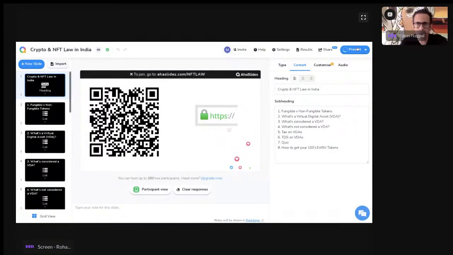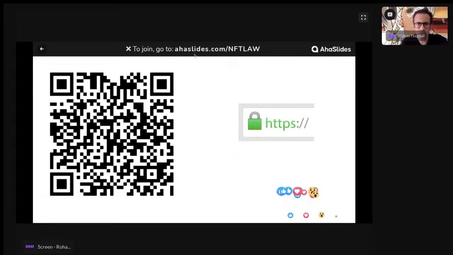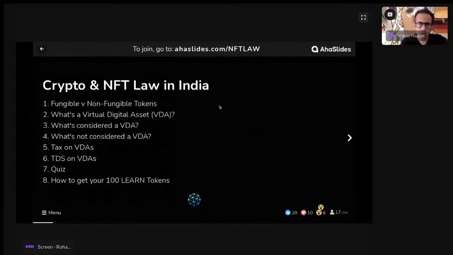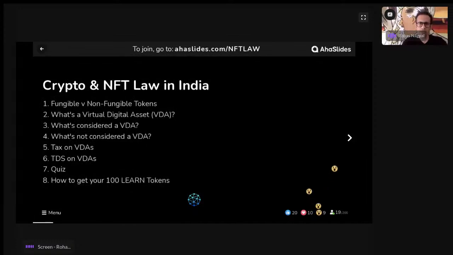So let me start. Great. Okay, great. So like I said, we are going to talk about crypto and NFT law in India. And I'm going to break this down into a few points. So first, we are going to see the difference between fungible and non-fungible tokens. Secondly, what is a virtual digital asset? Third, what is considered as a virtual digital asset and what is not considered as that? Then we'll talk about taxes on VDAs, TDS on it, then do a short quiz.